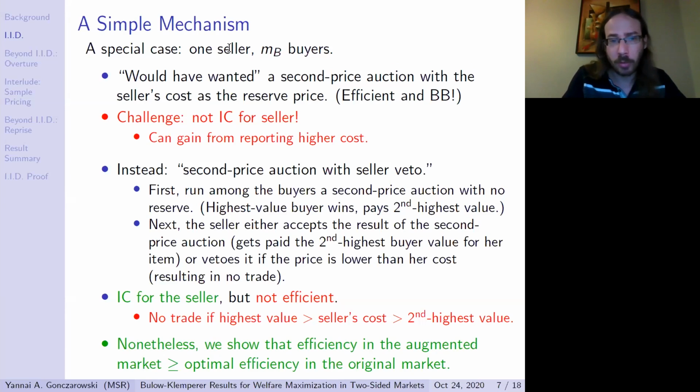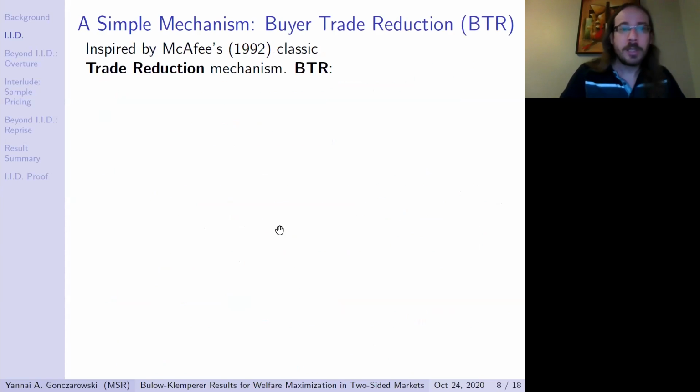So I'm going to describe to you now the completely general mechanism, but for one seller, it's going to reduce to this eventually. So we call this mechanism buyer trade reduction, BTR. It's very much inspired by McAfee's classic trade reduction mechanism. There's a slight tweak, I'll show it to you. And here's the description of BTR.